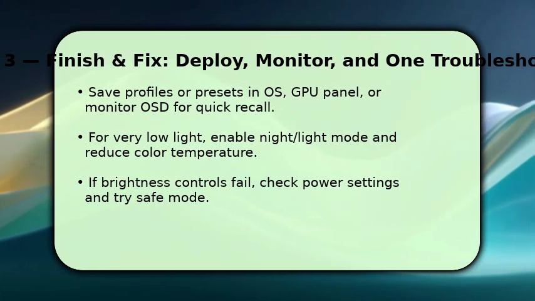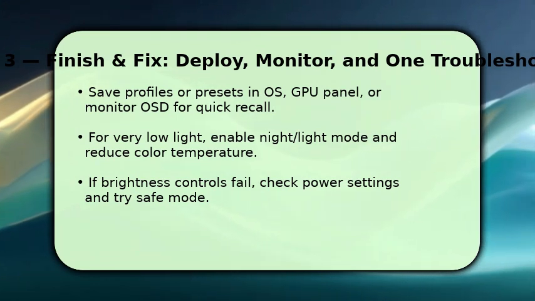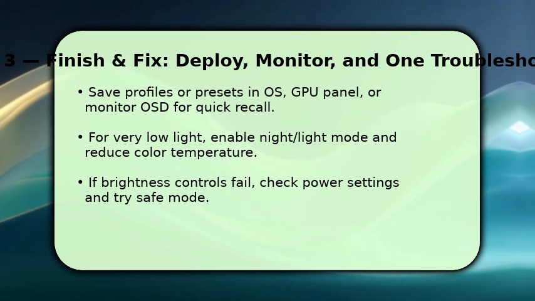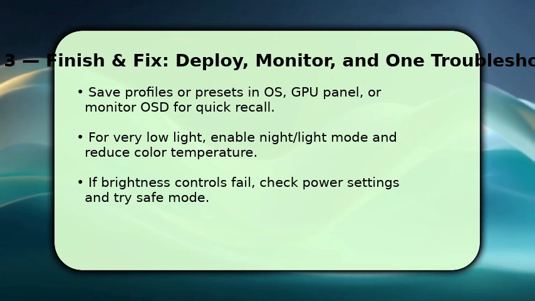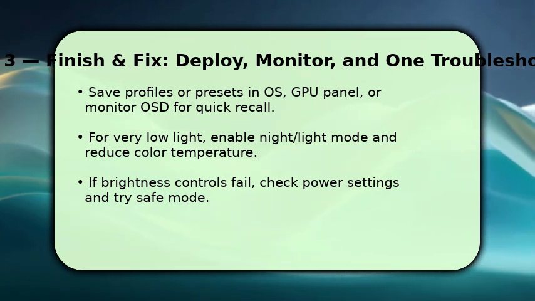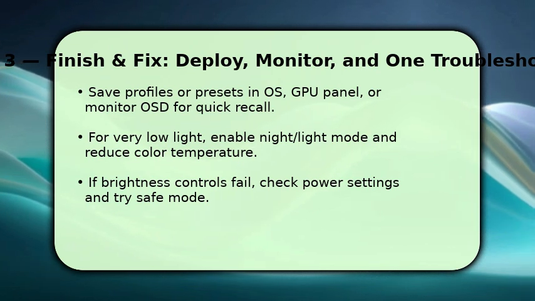Create a profile in the OS, in the GPU control panel, or in the monitor OSD so you can recall low brightness quickly. Once done, enable night or light mode and lower color temperature to reduce blue light in very dark environments. If brightness controls fail, try the key troubleshooting tip.